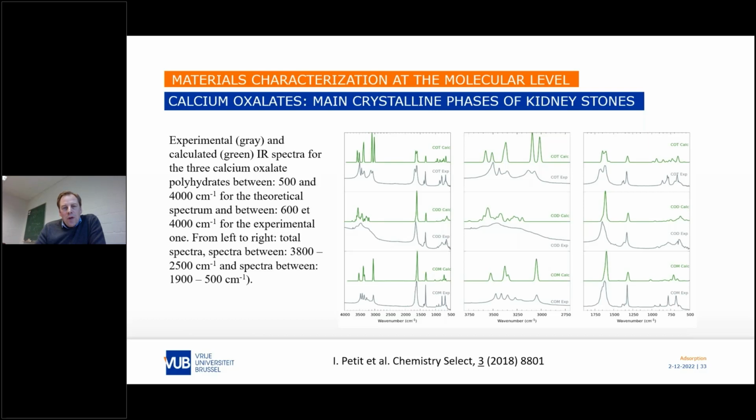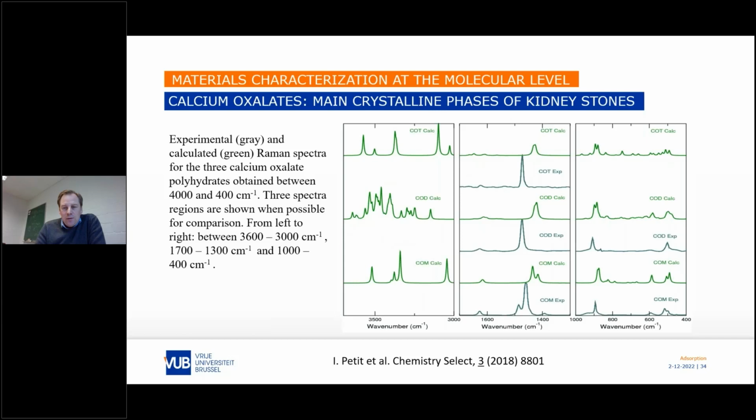So here we compare the infrared spectra over the whole spectrum from 500 cm^-1 to 4,000 cm^-1. We compare it with the experiment. And we have also the Raman, where we missed some experimental data, but we calculated them. And so for the future, we have the reference theoretical data also. Of course, I will not go into details because this is a case study.